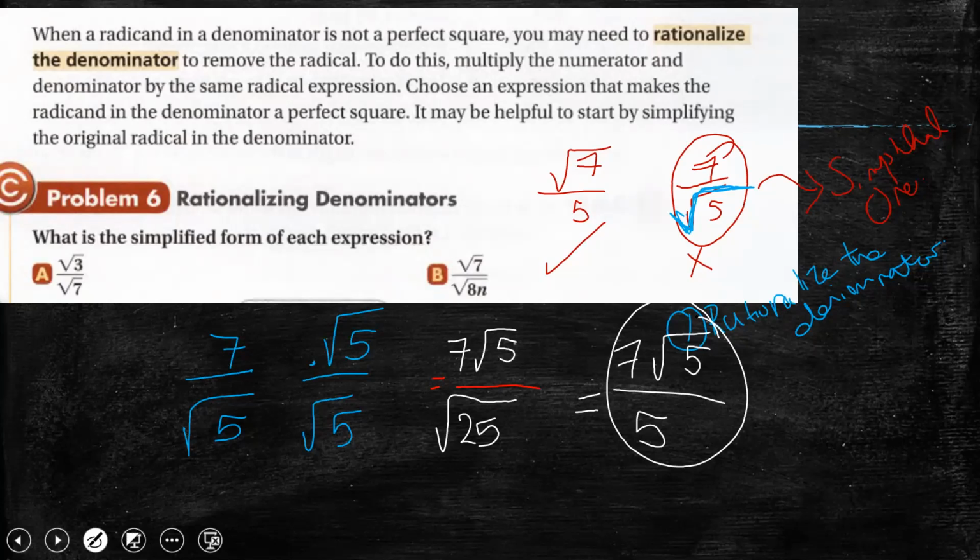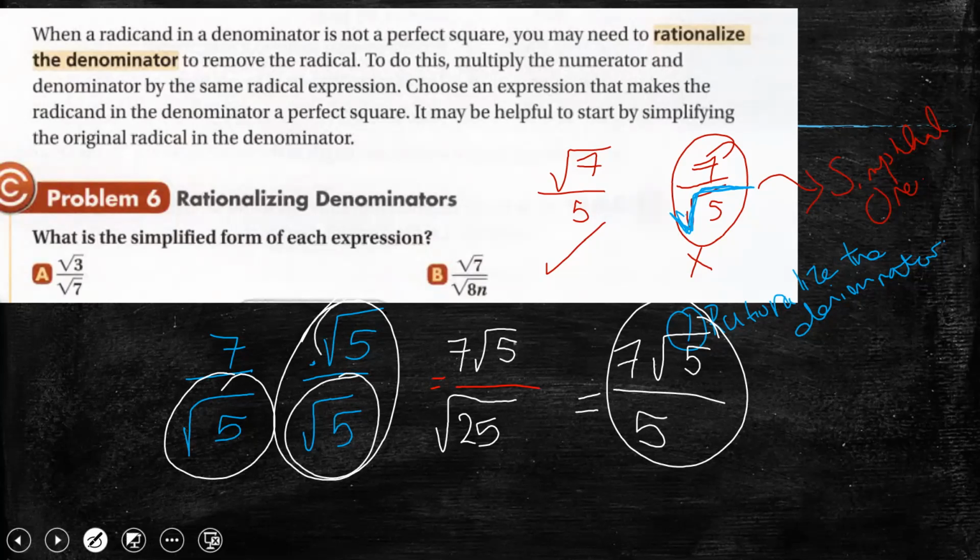Now look at the denominator, there's no square root. So I converted it using this way, which we call rationalize the denominator. That means I want to remove the square root from the denominator by multiplying by it. Here I have square root of 5, so I multiply by square root of 5 in the denominator, and then I multiply square root of 5 in the numerator to get this final answer.